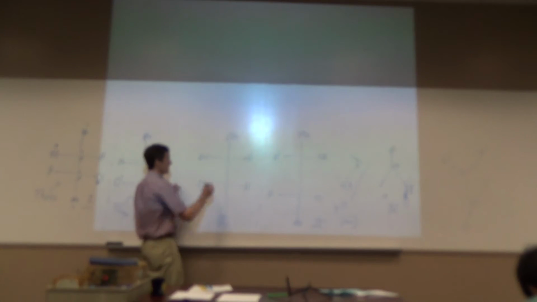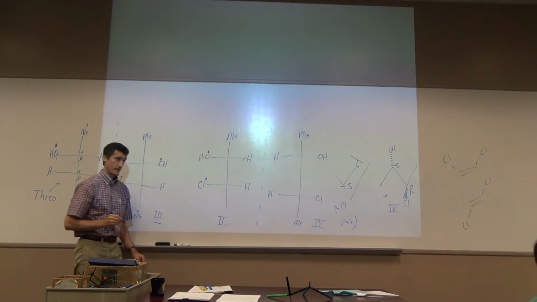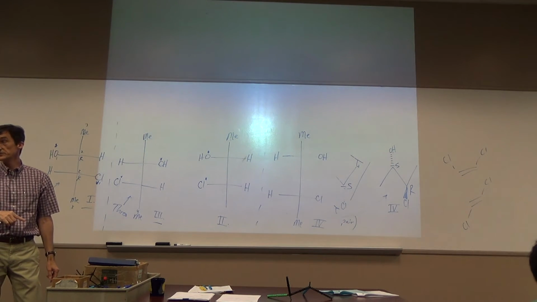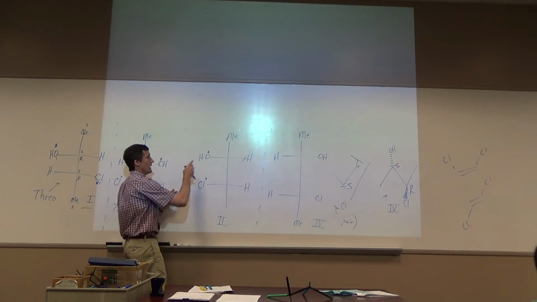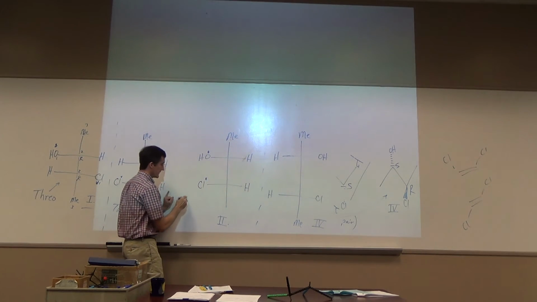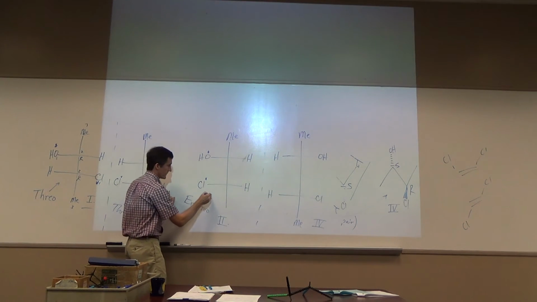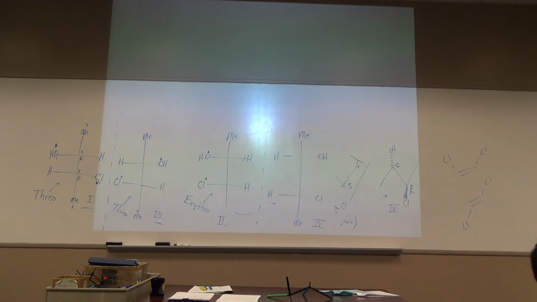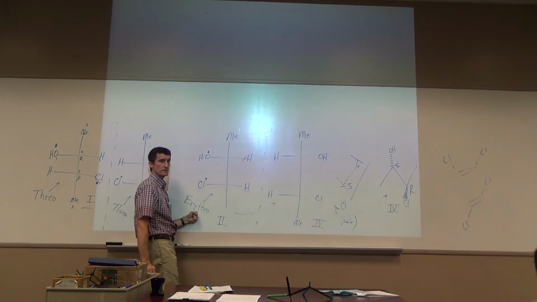But if the high priority groups are on the same side, in alkene nomenclature you would call that Z. But here you don't call it Z. We call this what? Erythro. That's also erythro, because the mirror image of erythro is erythro. By going by this name, you don't get confused.